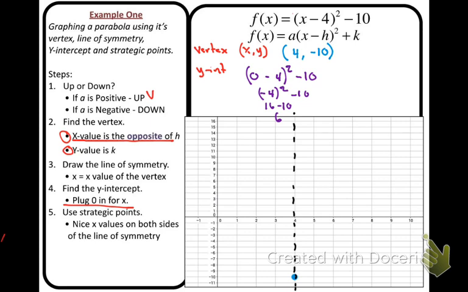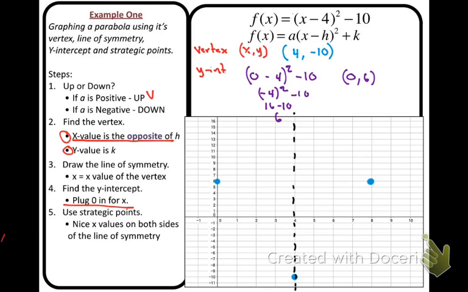So for the y-intercept, we plugged in 0, and we get out a 6. So the y-intercept is at 0, 6, and remember to reflect it. It's 1, 2, 3, 4 away from the axis of symmetry. So 4 away on the other side, 1, 2, 3, 4, is our free point.